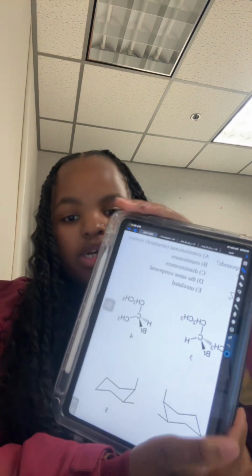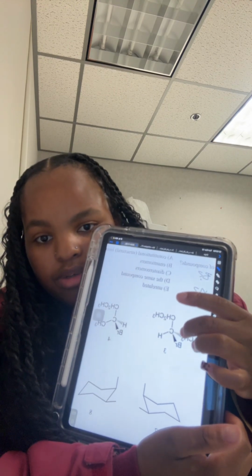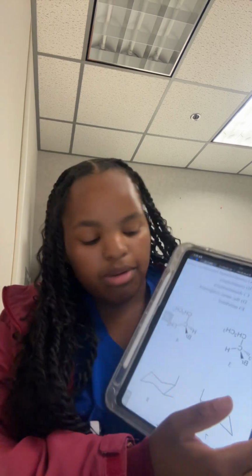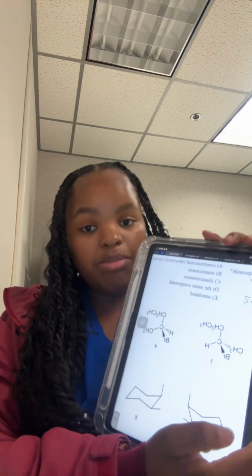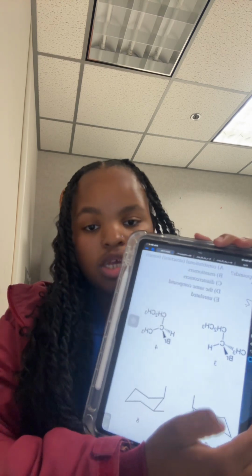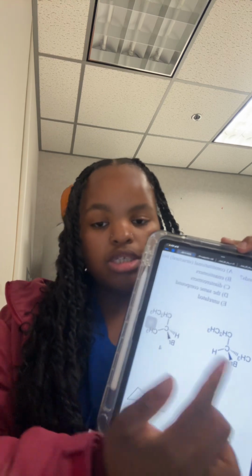For 3 and 4, I found that because of the different connectivities, like how they have different standpoints of where they're connected, I named them enantiomers because they're non-superimposable mirror images. So because they're in different positions on each one, it makes them enantiomers.